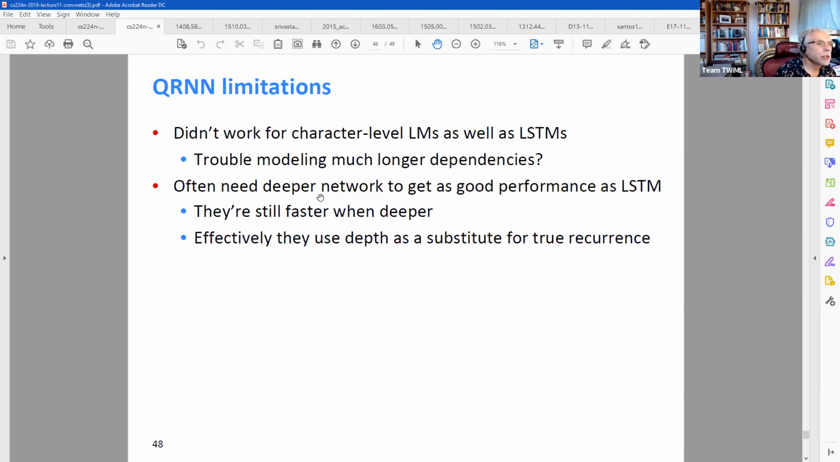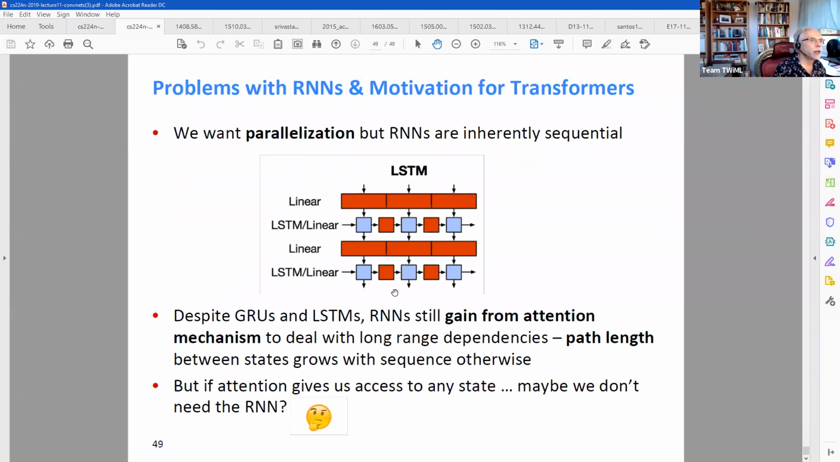Still faster, but they often need a deeper network to get as good performance as LSTMs. So the trade-off is that, I guess, to get the same performance as an LSTM, they have to go deeper. But he says here that even when they're deeper, they're still faster, because we saw the tremendous speed increase. Effectively, they use depth as a substitute for true recurrence. Okay, so it's basically an improvement on LSTMs in some way.